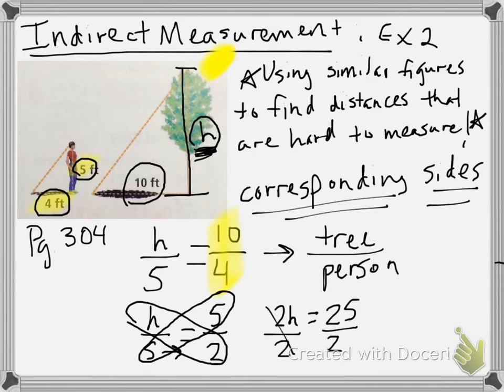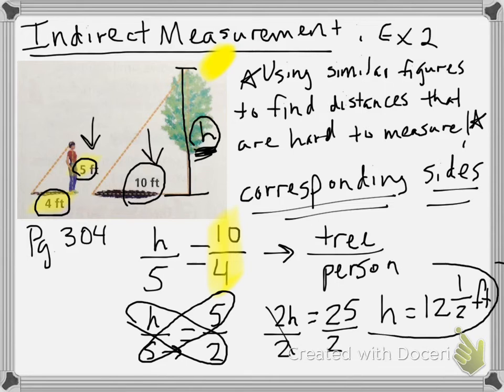And we're going to have a height of this tree being 25 over 2, which I know that 2 can go into 25 12 times. And I'm going to have 1 over 2 left over. So 12.5 feet, because our units are in feet, right? And so we've determined that the height of the tree is 12.5 feet indirectly.